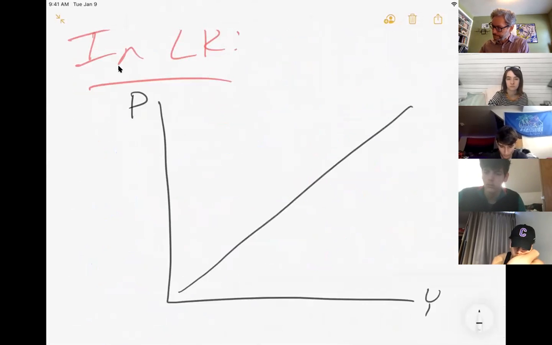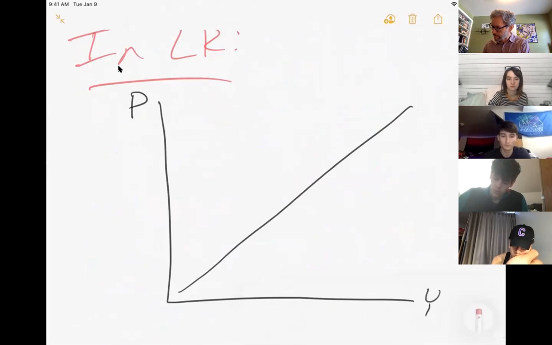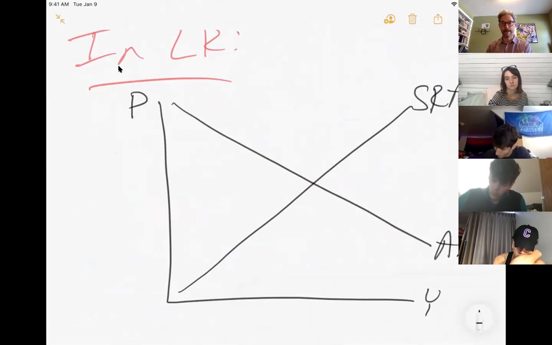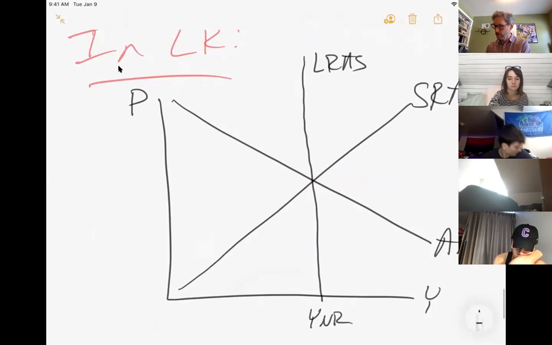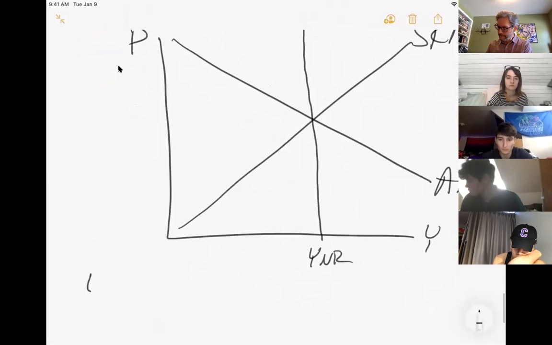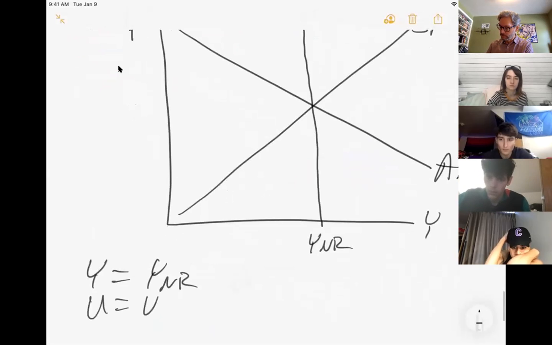In the long run, we should have a short run aggregate supply curve, and we have our aggregate demand curve. But in the long run, it also has to be true that we are at our long run aggregate supply curve as well. In other words, we are at the natural rate of output. And unemployment would also be at the natural rate of unemployment.